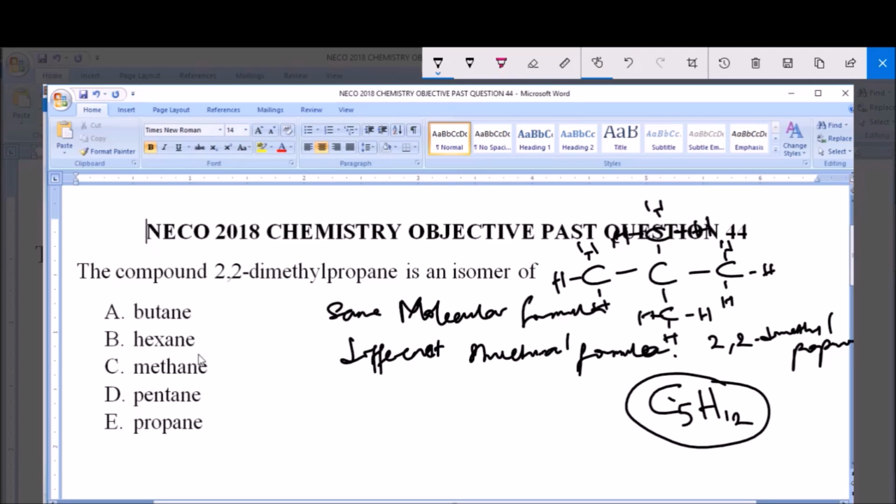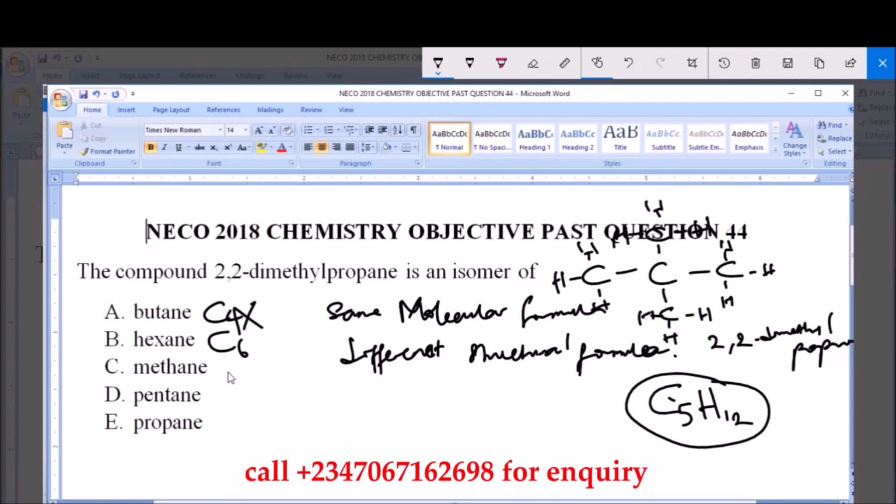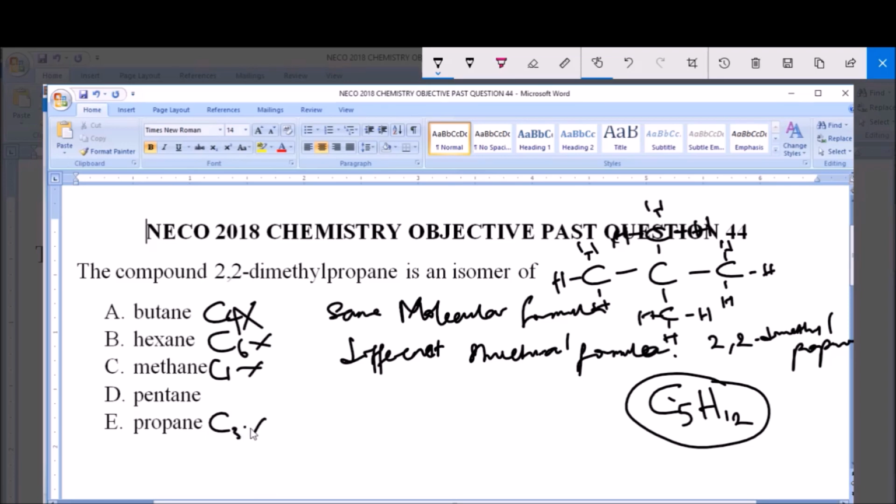Now which of these compounds has the same molecular formula as this? Butane has 4 carbon atoms, so it is wrong. Hexane has 6 carbon atoms, so it is wrong. Methane has just 1 carbon atom, it is also wrong. Propane has 3 carbon atoms, so it is wrong. But looking at option D, it has 5 carbon atoms, pentane.